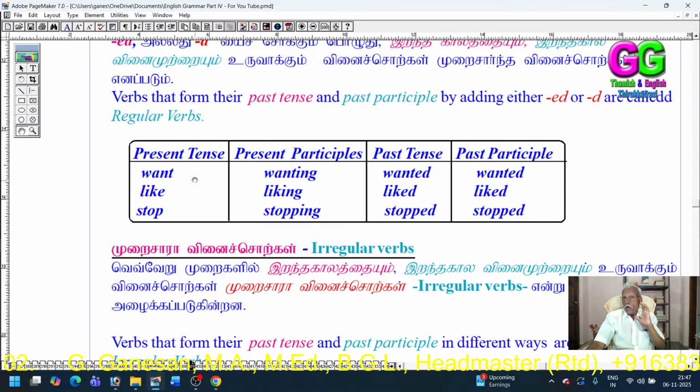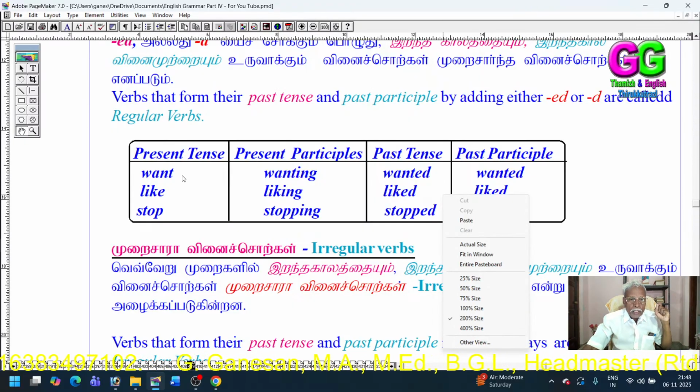See, regular verb. Now I am defining a regular verb. Here, the verb want: when ing is added, it forms its present participle. When ed is added, it forms its past tense and past participle. So verbs which form their past tense and past participle by taking ed are called regular verbs, by taking either d or ed.